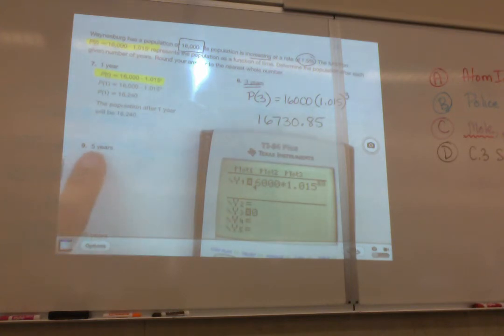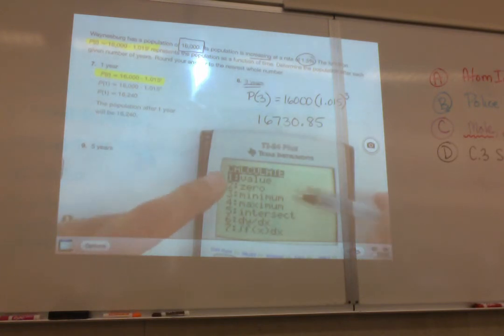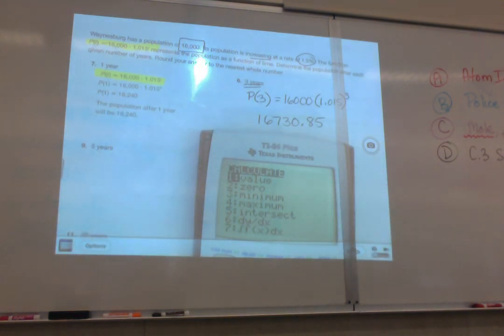Well, that would be if I had populations. Second calc. Intersect would be if I had population value. This one, if you know time, you're going to use the value function. If you know population and you want to find out time, you would use intersect. So we're going to use value. We just push enter. It takes a tiny bit to graph it. And then it pops in an X.